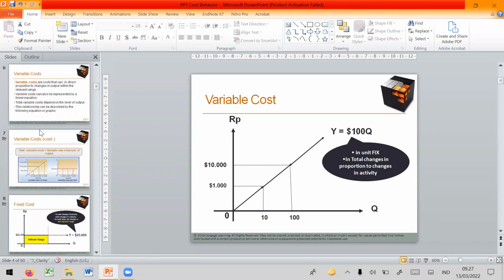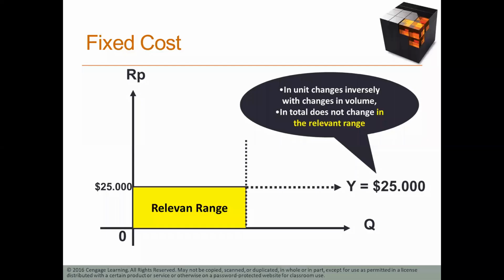Okay, next we come to the second category of cost based on its behavior, which is the fixed cost. This is the graphic of the fixed cost. It is the same: the x-axis refers to quantity and the y-axis refers to rupiahs. For the fixed cost, the total fixed cost will remain the same regardless of how many units are produced. But per unit, the fixed cost per unit will change inversely with changes in volume or quantity.